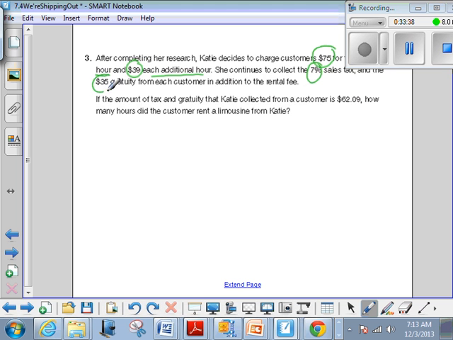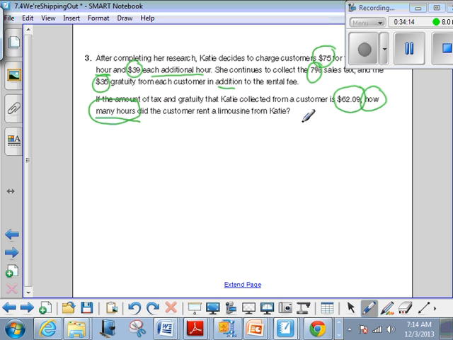So look, what are they asking us to find? They're asking us to find how many hours. So the first thing we need to do is use the formulas that we know. We know that she was charged $62.09 for tax and gratuity, where our equation for tax and gratuity was that y equals 0.07x plus 35. But we wouldn't know hours, and hours isn't included in that. But we do have another equation.